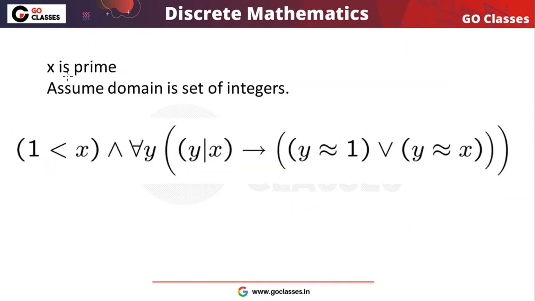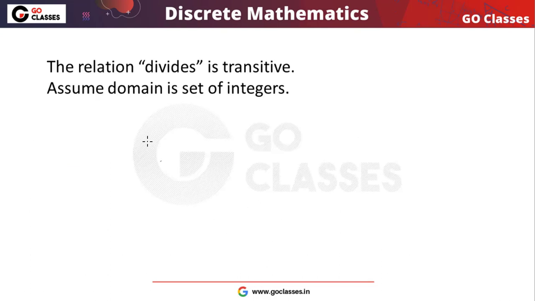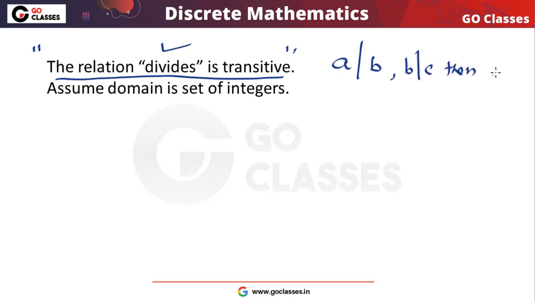Let's see the next example. X is prime. Okay, so this is how you can write it, correct? X must be greater than 1. This we have already seen. Let's see the next statement: the relation divides is transitive. So how can we write this in first order logic? What is transitive? It means if A divides B and B divides C, then what should happen? Then A should divide C. This should happen, correct? So this is what we need to write now.